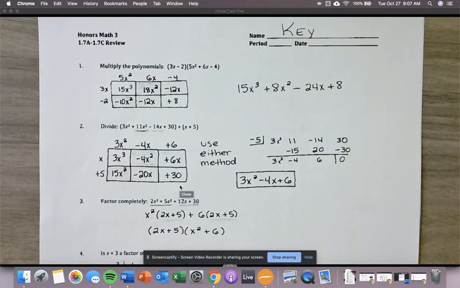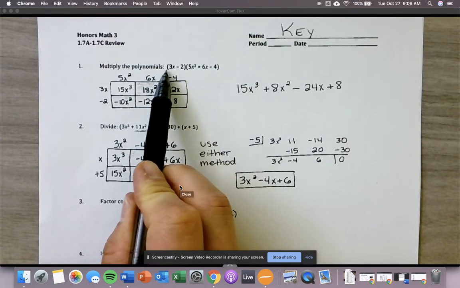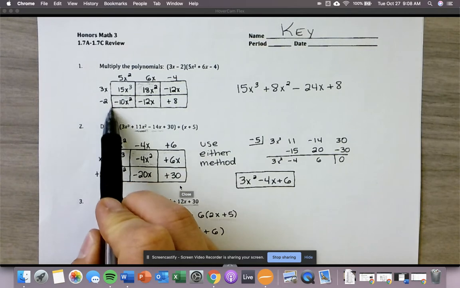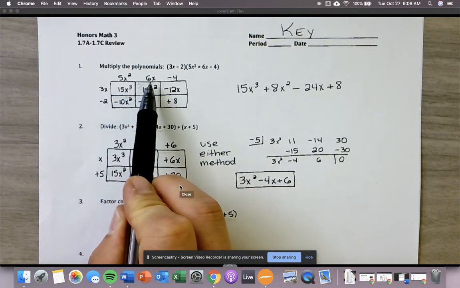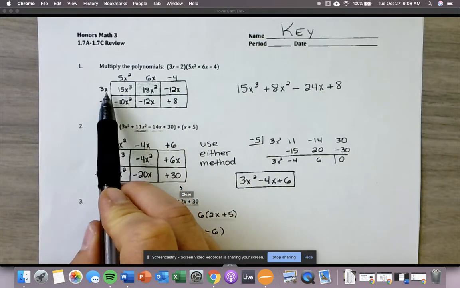Looking at the first one here, we're multiplying 3x minus 2 times 5x squared plus 6x minus 4. A good way of doing this is to use the box method, right? We put our factors here, this 3x minus 2 on the side. Then the 5x squared, 6x, and negative 4 go on top. Then all we have to do is multiply the side by the top, right?